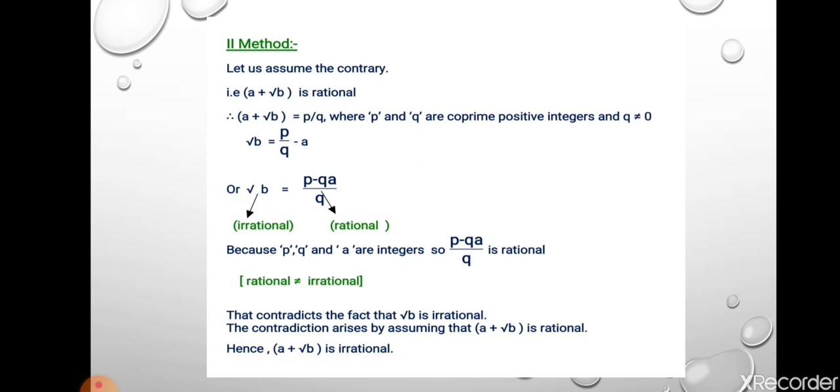But on the left hand side we see that root b is irrational. So an irrational can never be equal to a rational. That means a rational is not equal to an irrational number. So our supposition is wrong, that is, a plus root b is an irrational number. Okay students, so with the help of these two methods you can easily prove the irrationality of numbers.